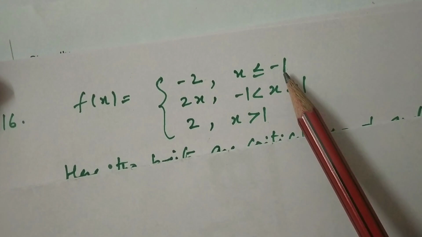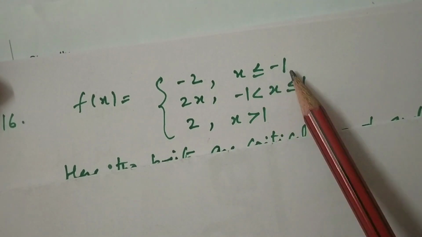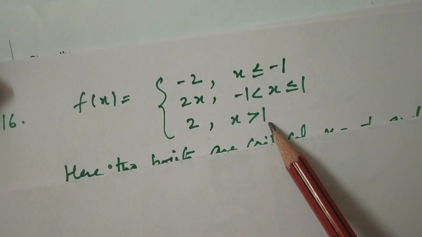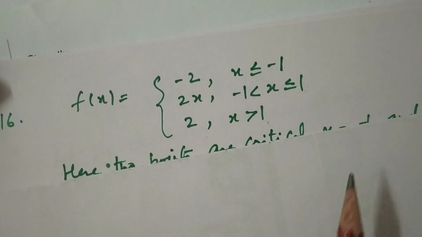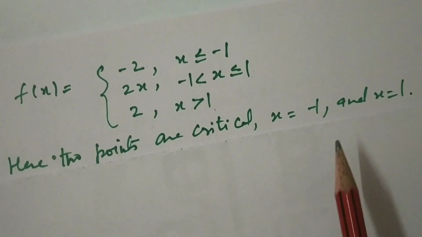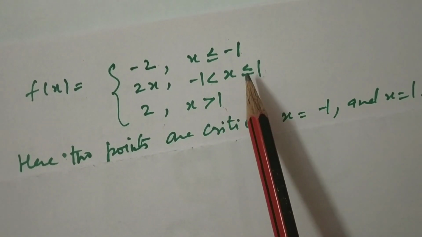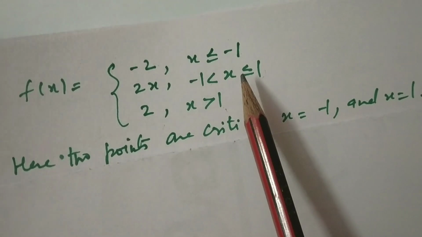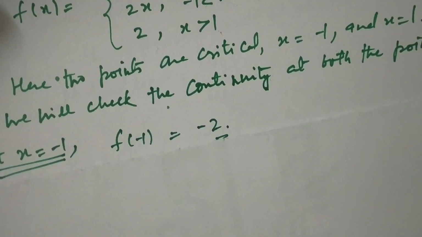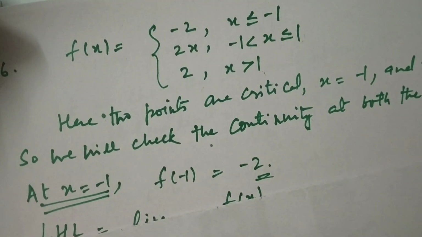So if I observe it, I can see that there is -1 and point 1. So in this case there are 2 critical points. What are these critical points? These are -1 and 1. So in such kind of questions we need to check the continuity at 2 different points. So we'll check the continuity at 2 different points, and first we'll take x equal to -1.